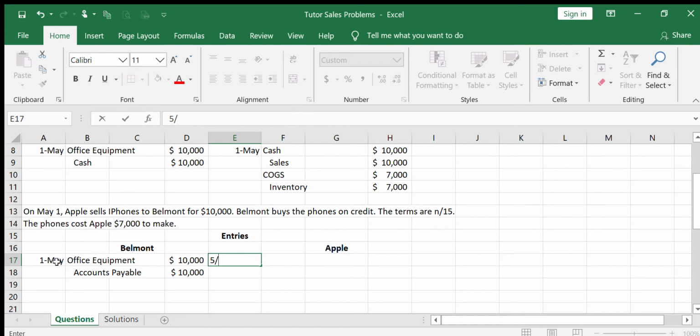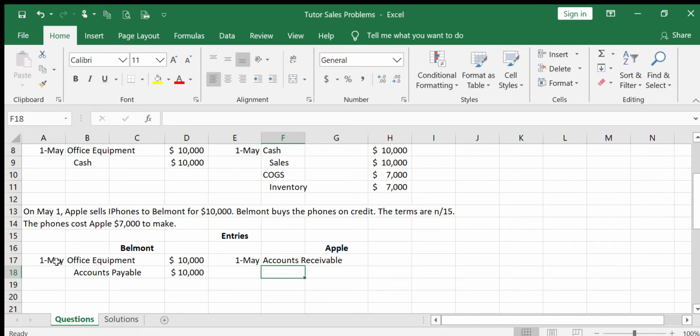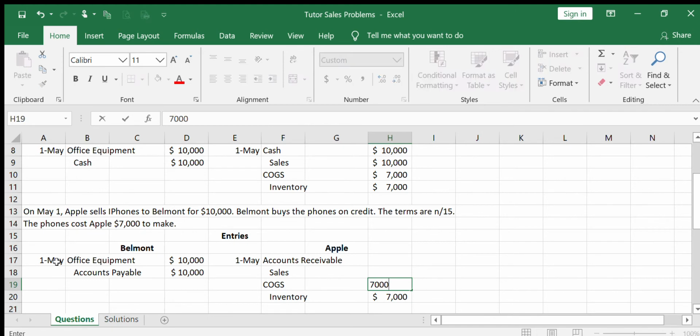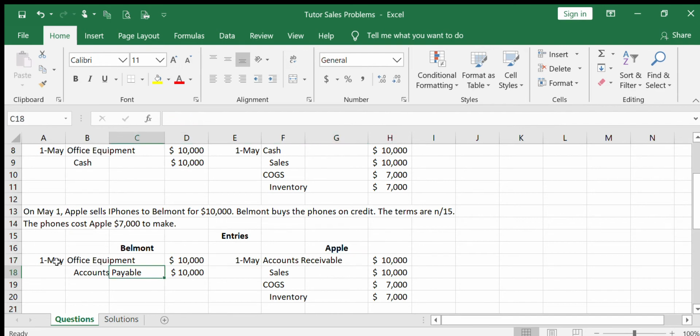For Apple's perspective, it's going to be very similar, except we're going to do accounts receivable because Apple has not received the cash yet, but they are expecting to get cash from Belmont. So that'll be accounts receivable. We're going to do sales again, and we're going to do cost of goods sold and inventory for $7,000 as we did in the first problem. So very similar to what we would do if it was a cash transaction, but we are just using the account titles of accounts receivable for Apple and accounts payable for Belmont.